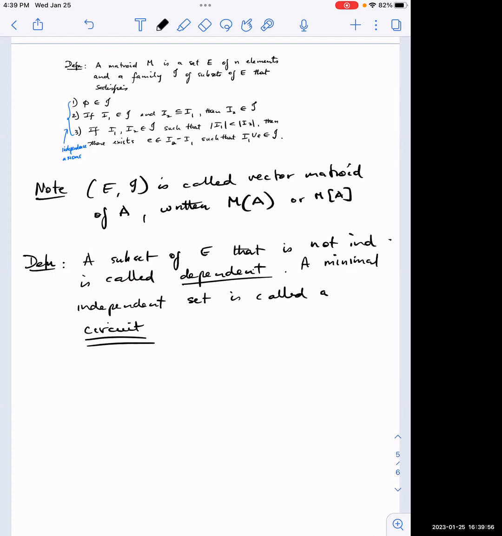Do you mean dependent, minimal dependent set? Yes, that's what I meant. I wrote independent. Thank you. Yeah, a minimal dependent set is called a circuit. A maximal independent set will be called a basis. That's going to be the next section.